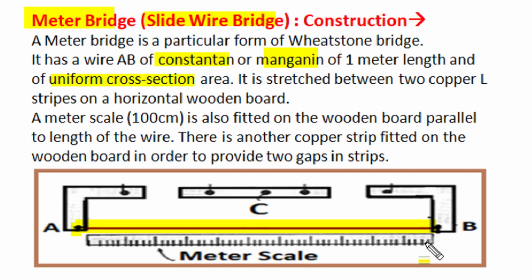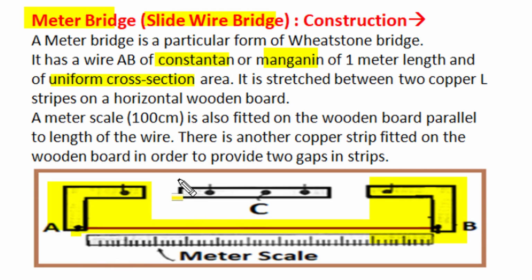This wire is stretched between two L-shaped copper strips with two terminals marked as A and B. A meter scale of 100 centimeter is also fitted adjacent to this wire, parallel to wire length, to assess the length of any position on wire from A.